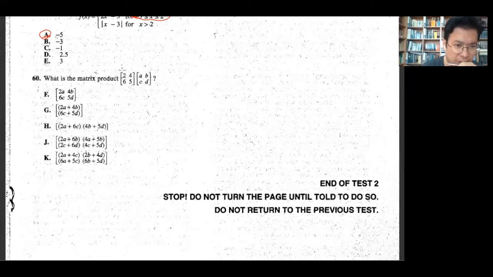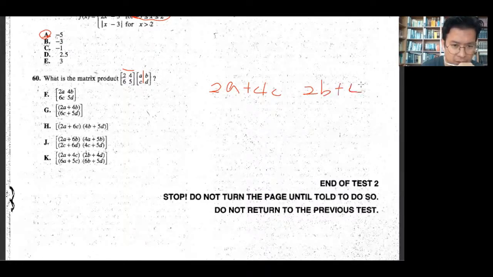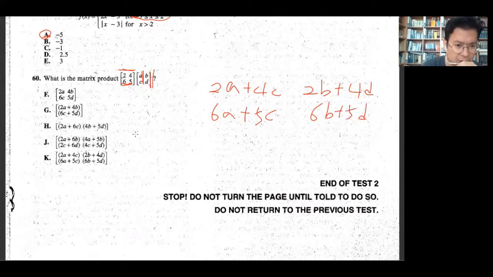Product. So multiply this to this one. So 2a plus 4c, and then 2a and b, so 2b plus 4d. This to this one. And the second one and first one, 6a plus 5c. And then second one is second one, 6b plus 5d. So which is k. Okay.